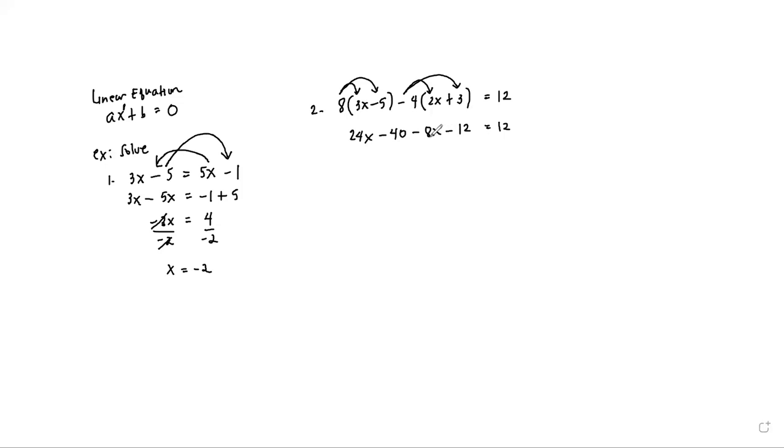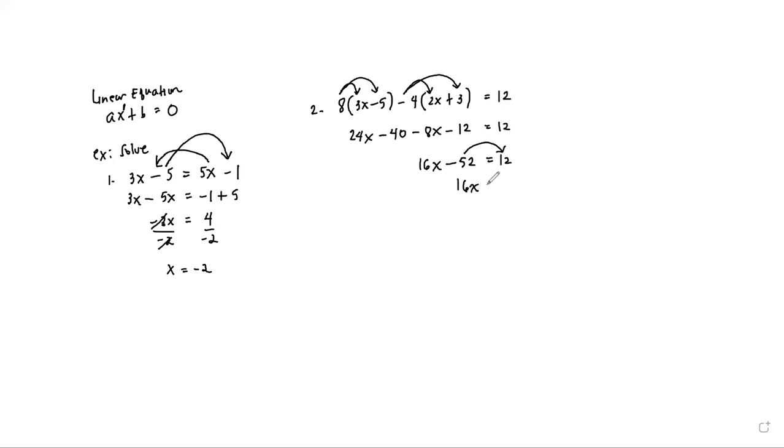So 24x minus 8x is positive 16x. The negative 40 minus 12 is negative 52. And then we equate it to the right side, which is 12. Now, we shall transpose negative 52 to the other side. By the way, transposing a term to the other side is like using the addition property of equality. So it's like adding positive 52 to both sides of the equation. So when we transpose negative 52, it will become positive at the right side.